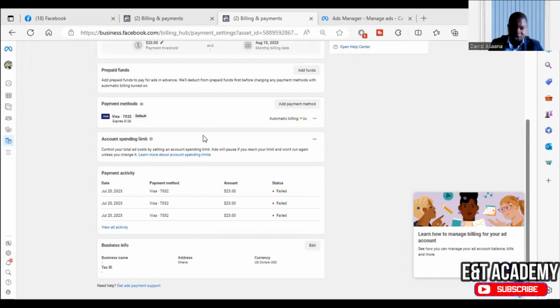In some cases, scroll down. If you have an account spending limit, when you come under account spending limit, you remove the account spending limit.